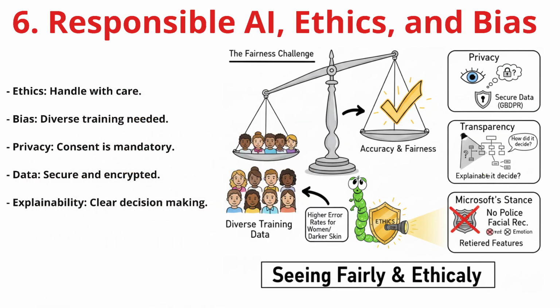Beyond fairness, we must prioritize privacy and transparency. Consent is non-negotiable. Users must know when they are being recorded or analyzed. Furthermore, data governance is critical. Facial data is sensitive biometric information that must be encrypted and handled under strict laws like GDPR. Finally, there is explainability. Developers must be able to explain exactly how a system made a specific decision.